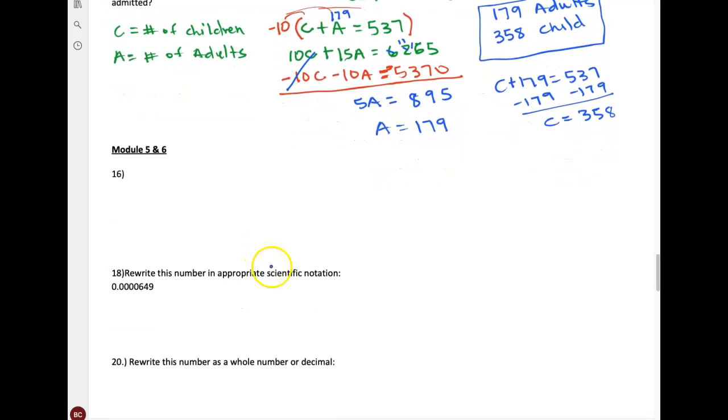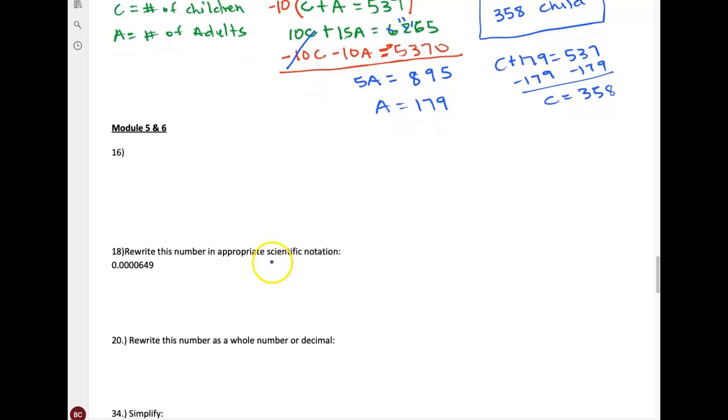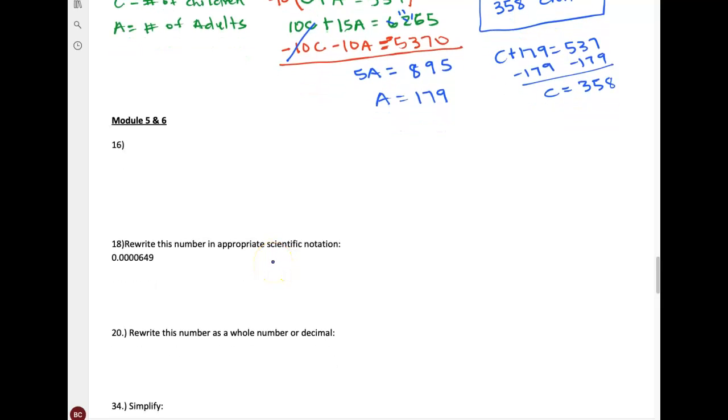Okay, hope you guys are hanging in there. I know it's kind of long going through all of these, but I'm just trying to pick some of the ones that I think would be most important for you to kind of look at.